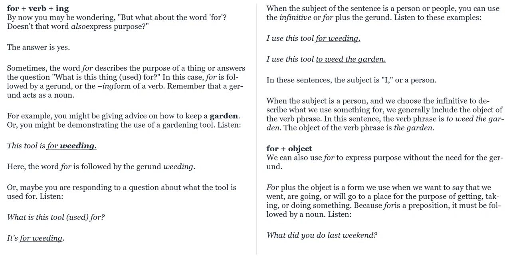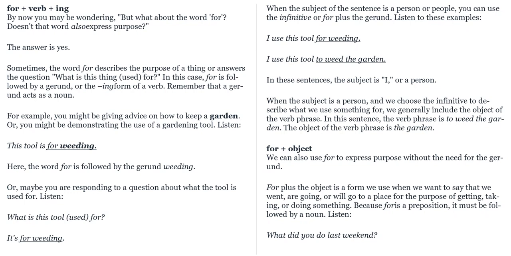When the subject of the sentence is a person or people, you can use the infinitive or for plus the gerund. Listen to these examples. I use this tool for weeding. I use this tool to weed the garden. In these sentences, the subject is I or a person. When the subject is a person, and we choose the infinitive to describe what we use something for, we generally include the object of the verb phrase. In this sentence, the verb phrase is to weed the garden. The object of the verb phrase is the garden.